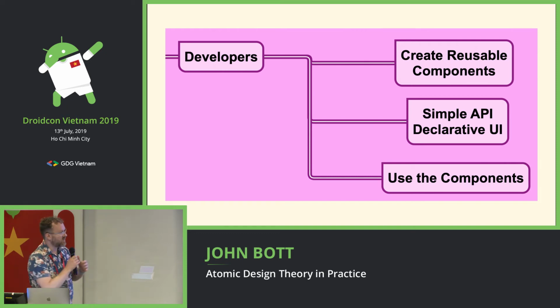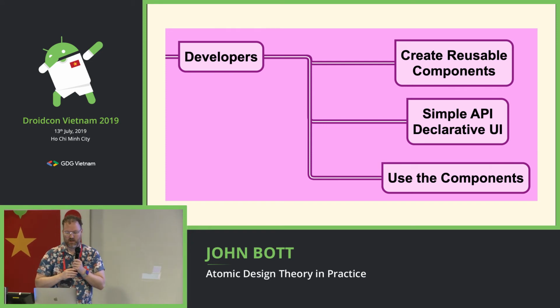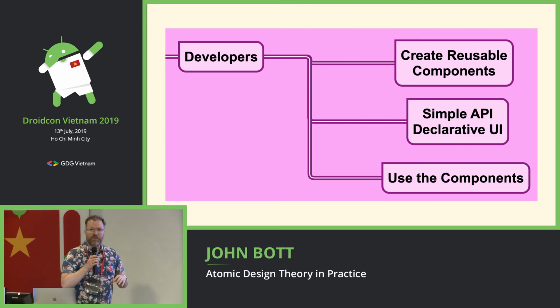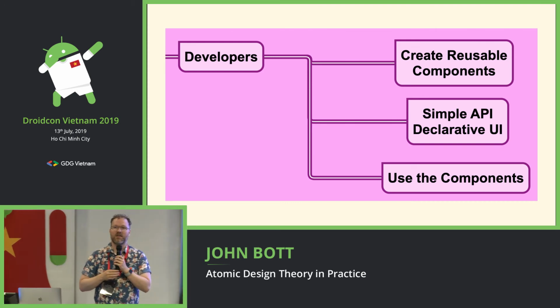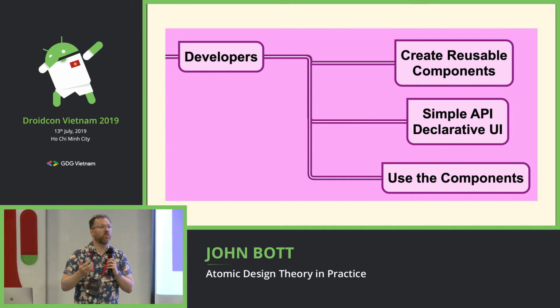And for developers, we have 3 main tasks. We need to make the custom views. We need to use a simple API. I'm suggesting declarative UI. And we need to agree as a team to use these components and not just do everything our own way, our own custom way. Hopefully we've separated all the data layers, network layers, and business logic out. But it's really important to get everyone on board. Otherwise, the design system will not succeed.